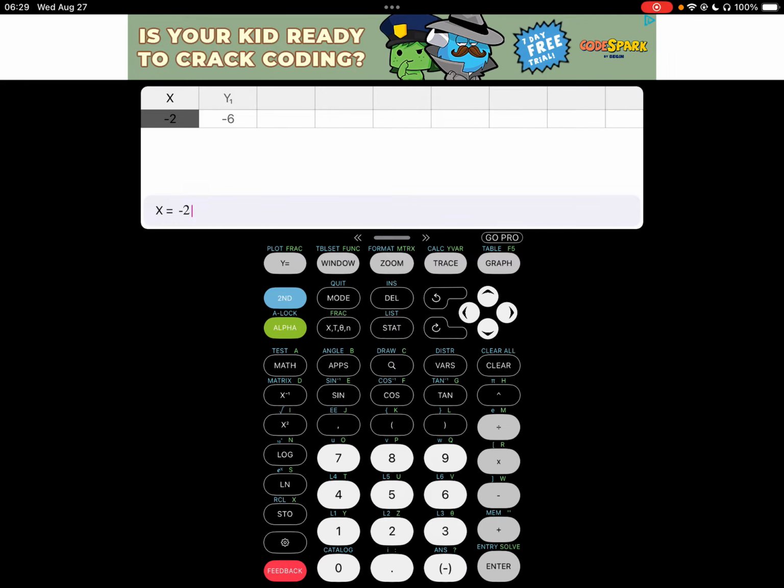Oh, it's negative 6. And you might have to push enter on yours. Mine automatically does this since I'm using the app's calculator. And then I also need negative 1.25, and I need negative 1.1. Nope, negative 1.1. And I also need negative 1.001.